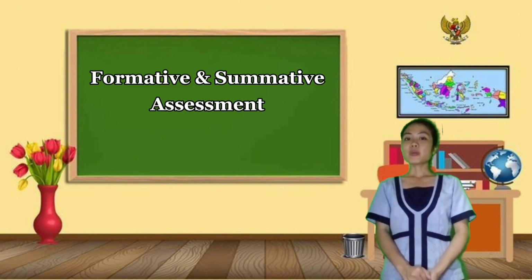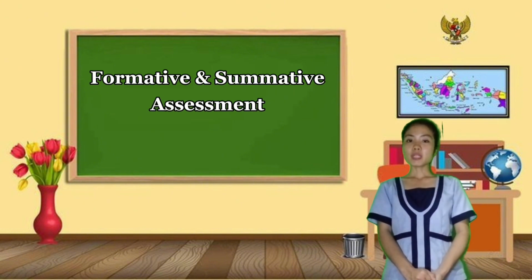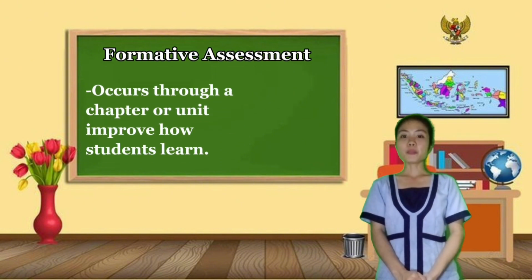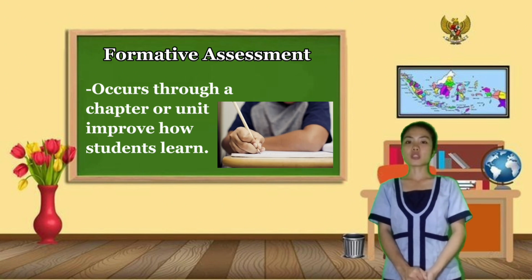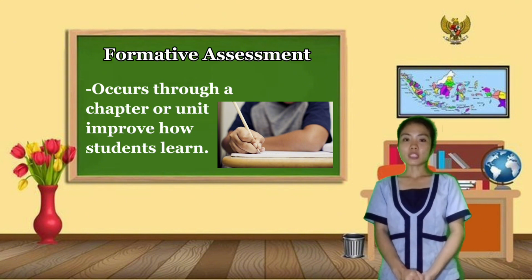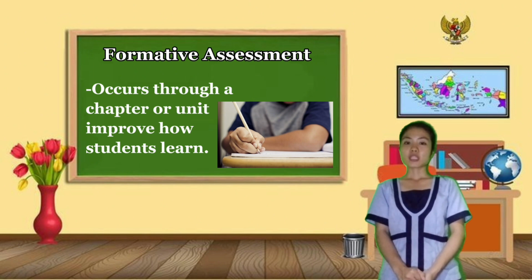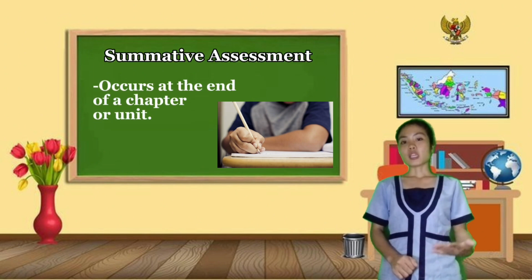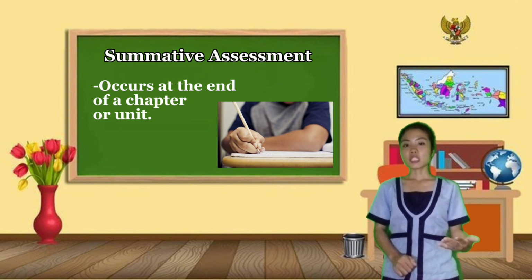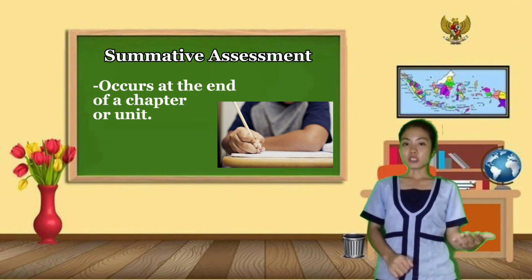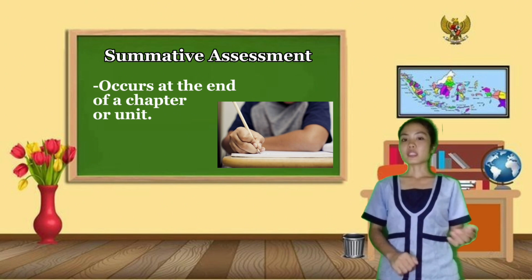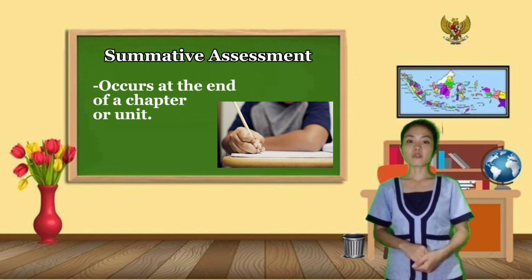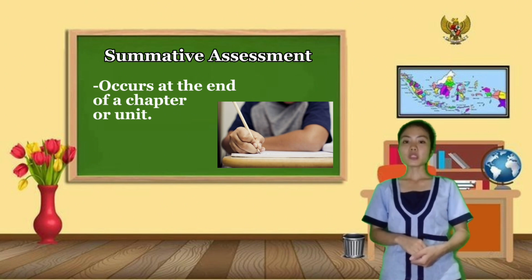Then we have formative and summative assessment. Formative assessment occurs throughout a chapter or unit and improves how students learn. It monitors how students are learning and focuses on the process of student learning. While summative assessment occurs at the end of a chapter. It evaluates what students learned and assigns a grade to a student's understanding. And it emphasizes the product of a student's learning.